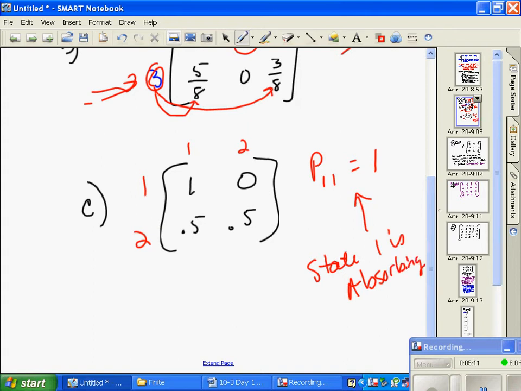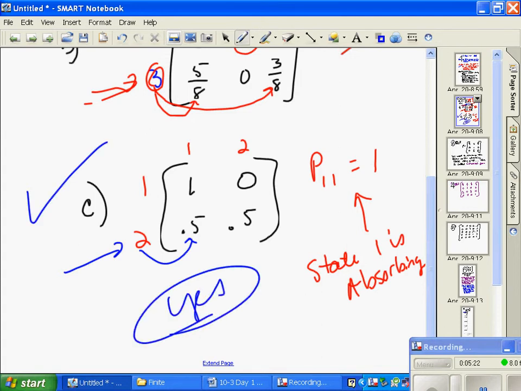So now I'm going to look and make sure, if I start in state 2, can I get to state 1? And if I look there, yes, with the probability of 0.5. So yes, this is an absorbing Markov chain.